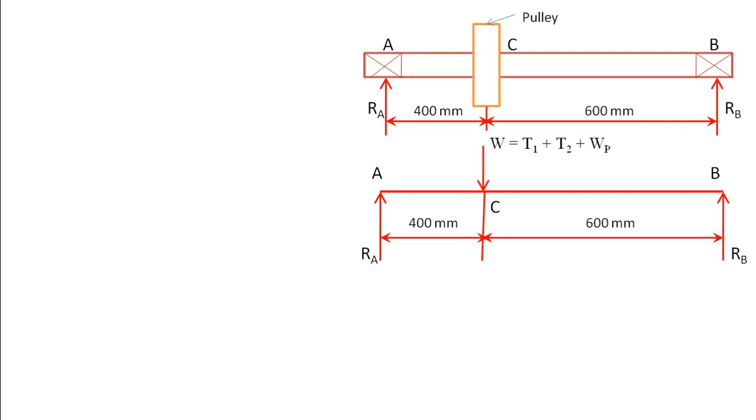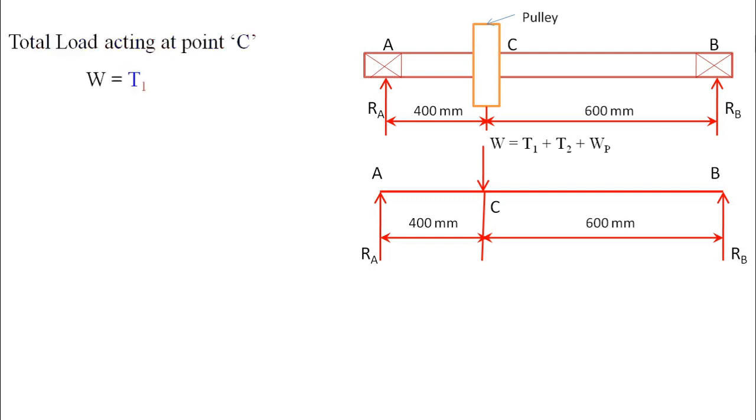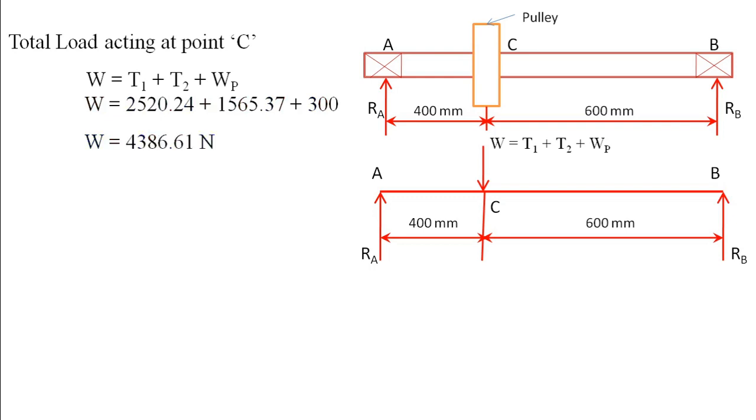The pulley is transmitting power vertically below the shaft. Therefore, the weight at point C will be equal to tension in tight side T1 plus tension in slack side T2 plus weight of that pulley, which is the total load acting at point C. For calculating, we will put the values of T1, T2 and weight of pulley into the equation. We will get final total load W is equal to 4386.61 Newton, which is acting at point C.